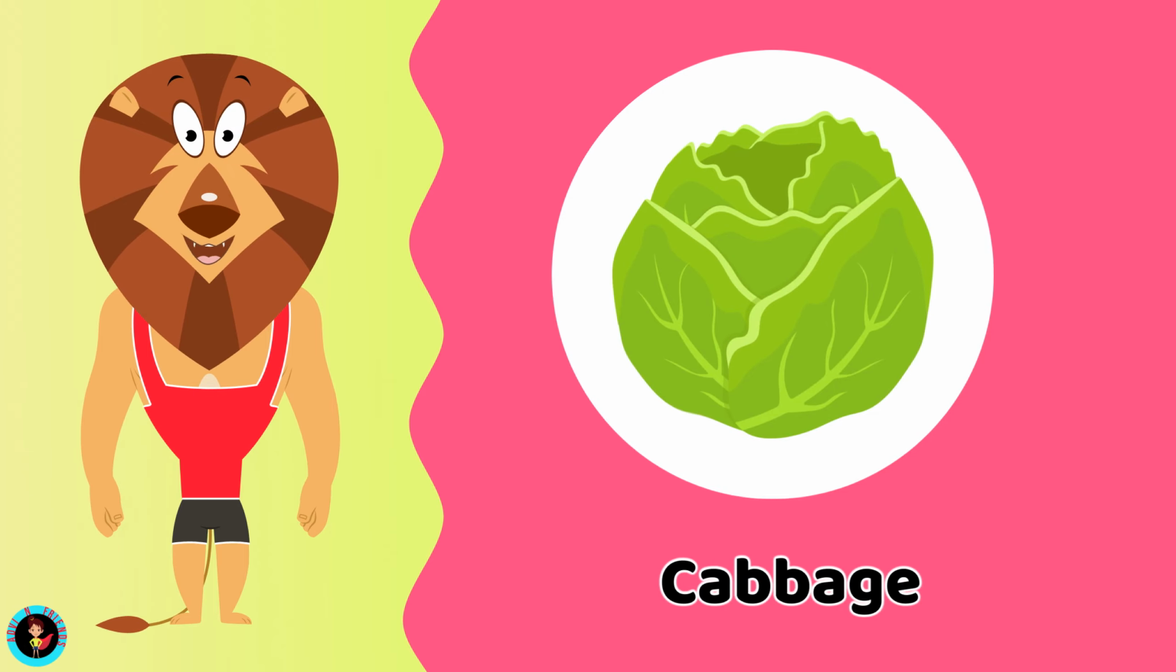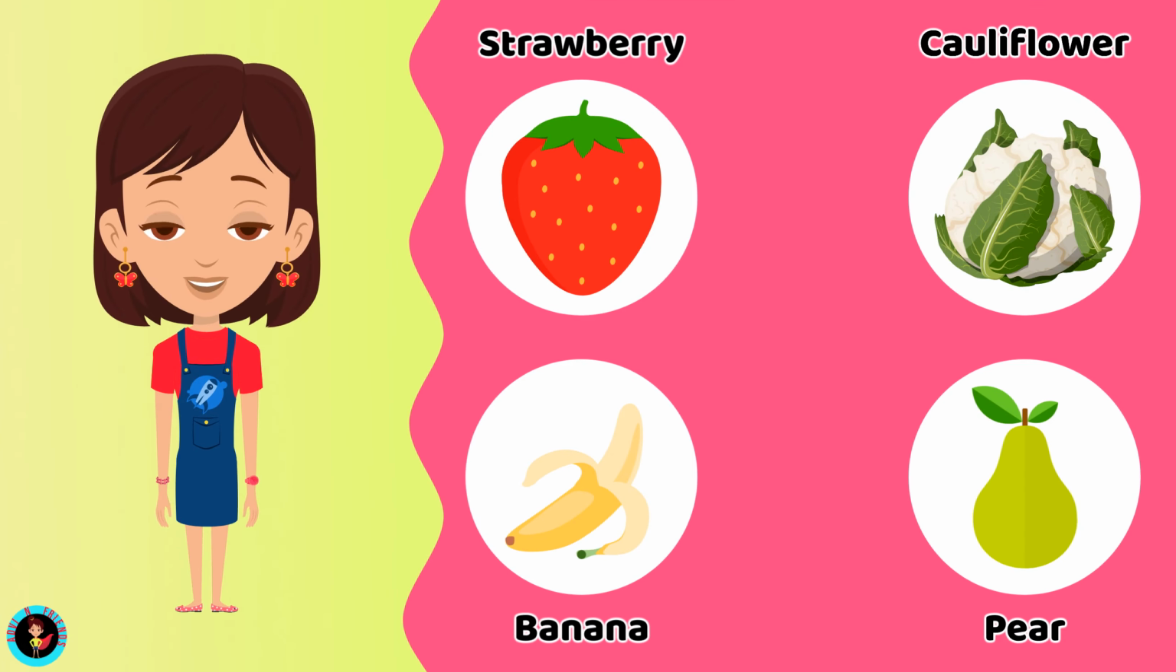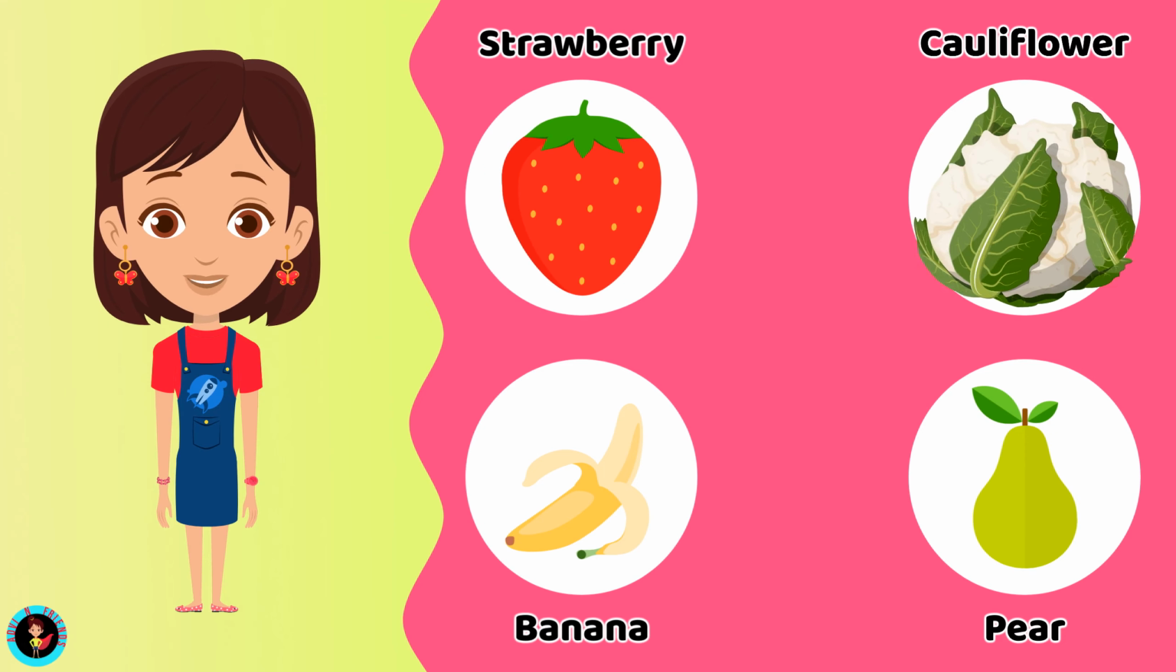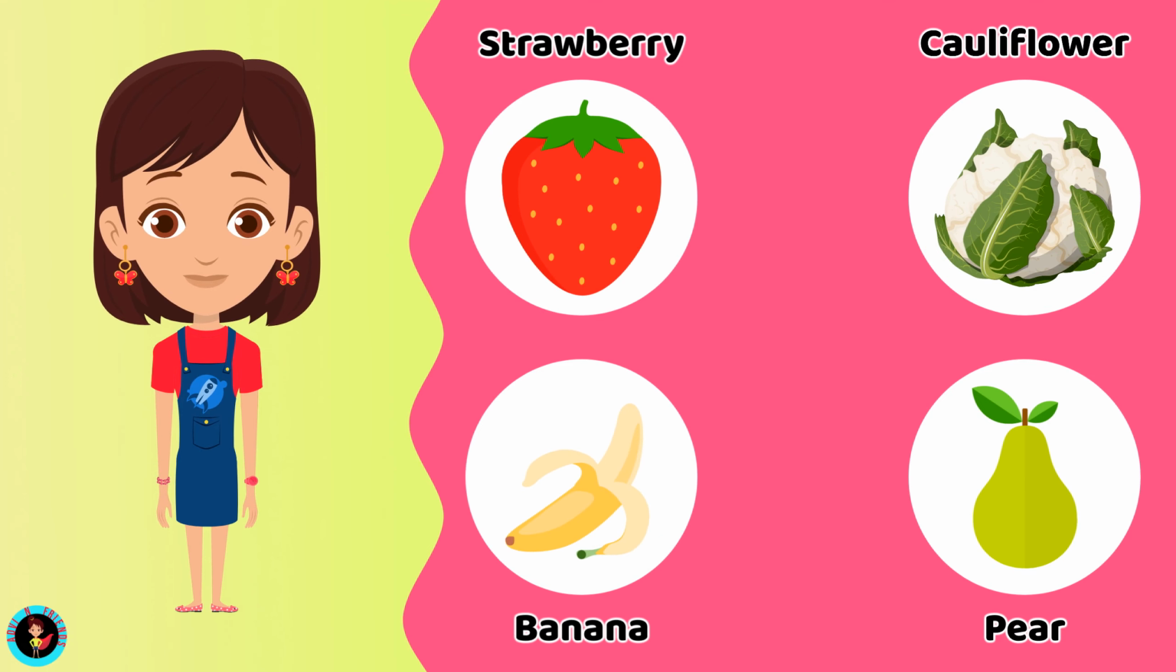Cabbage is a vegetable. Which among these is a vegetable? Strawberry, cauliflower, banana, pear. The right answer is cauliflower.